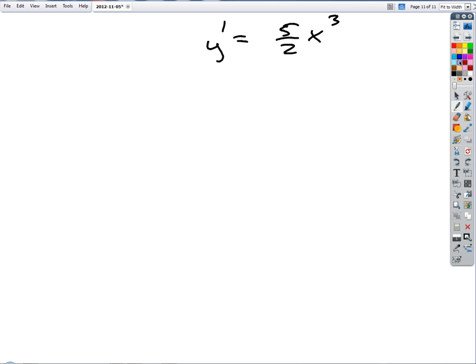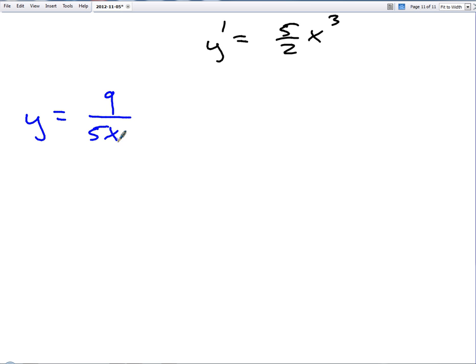Okay, how about this one? Quotient rule, or no quotient rule? What do you think? Anybody want to weigh in on this one? What do we think here? Yes, sir. You have an idea? Not a quotient rule, it's just 9/5 times 1 over x squared.